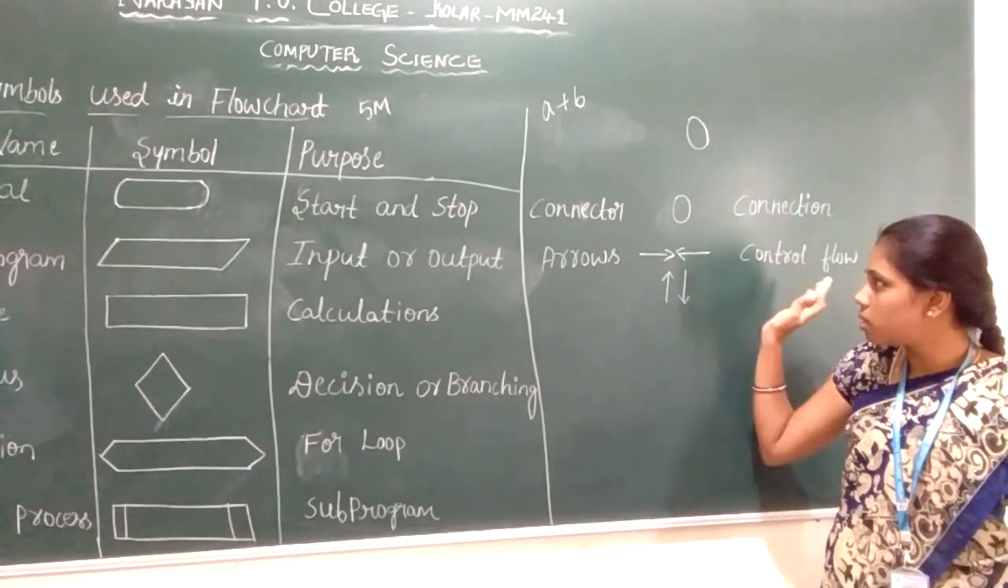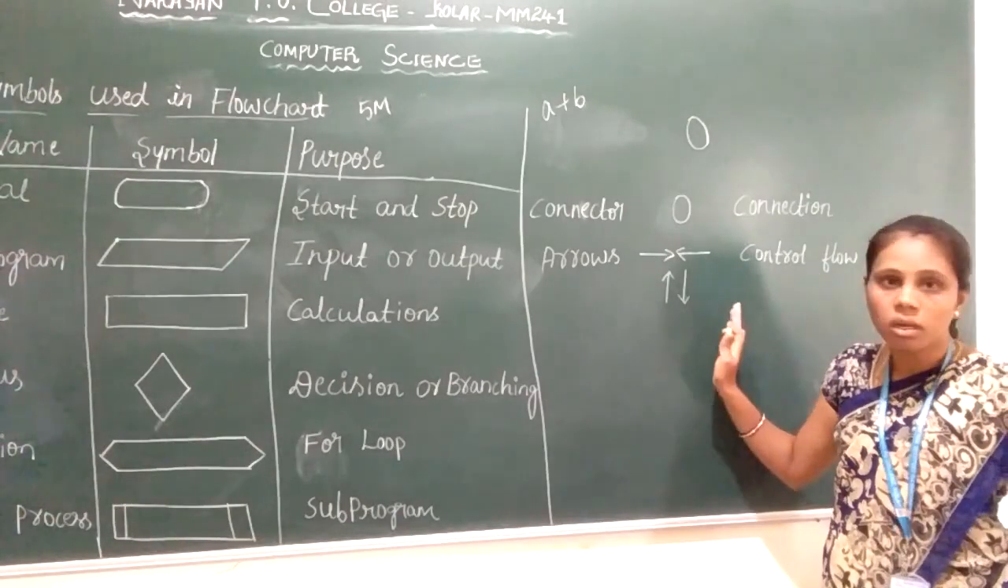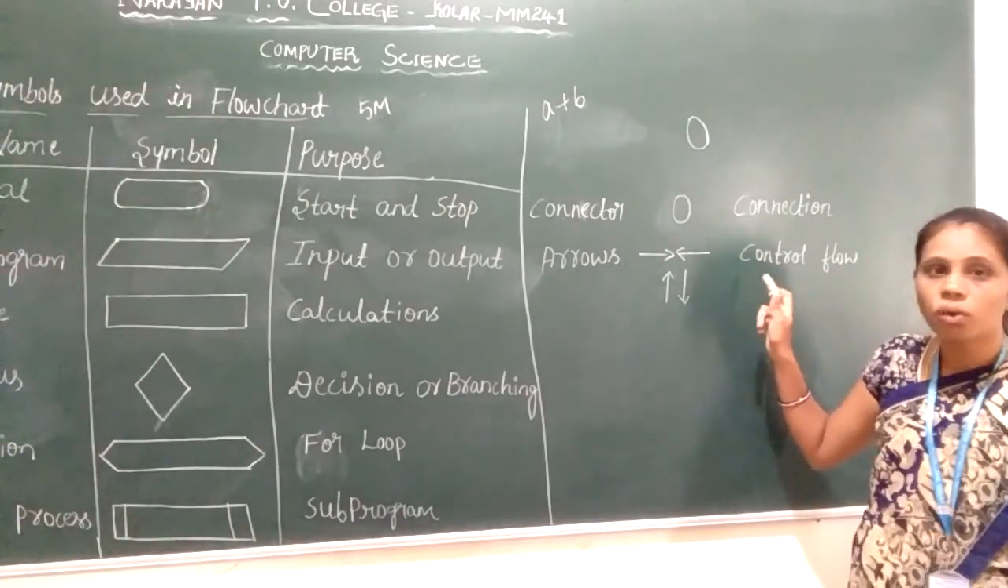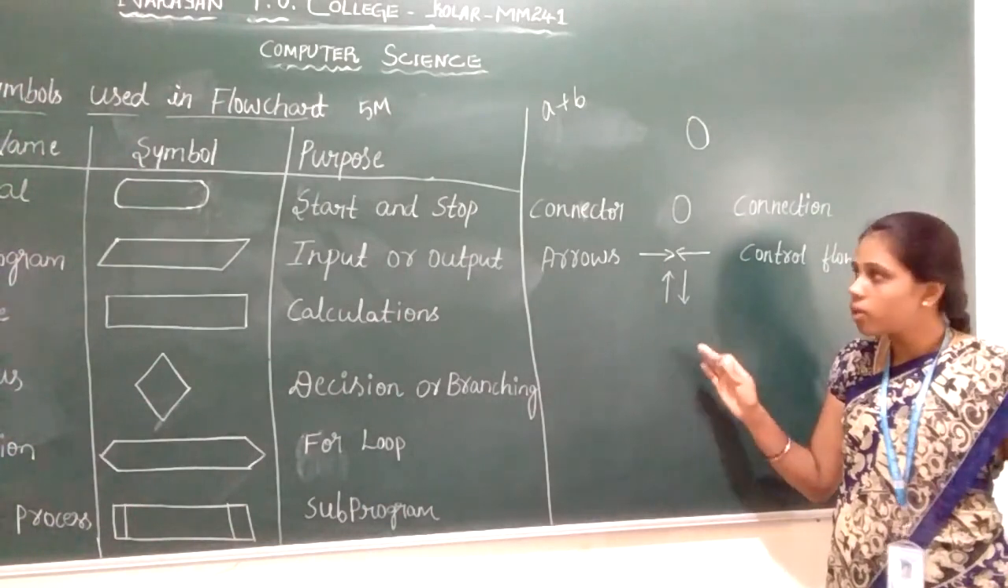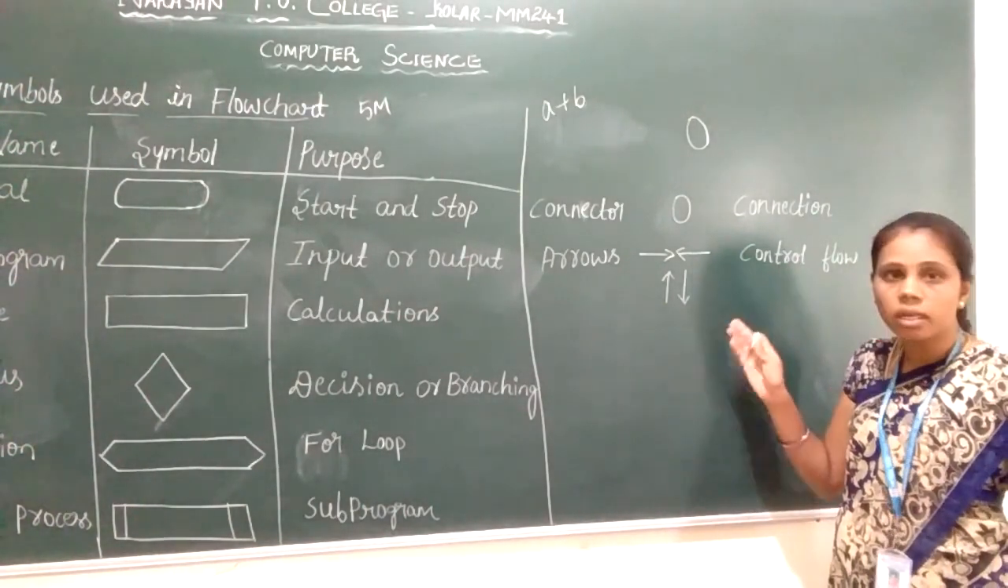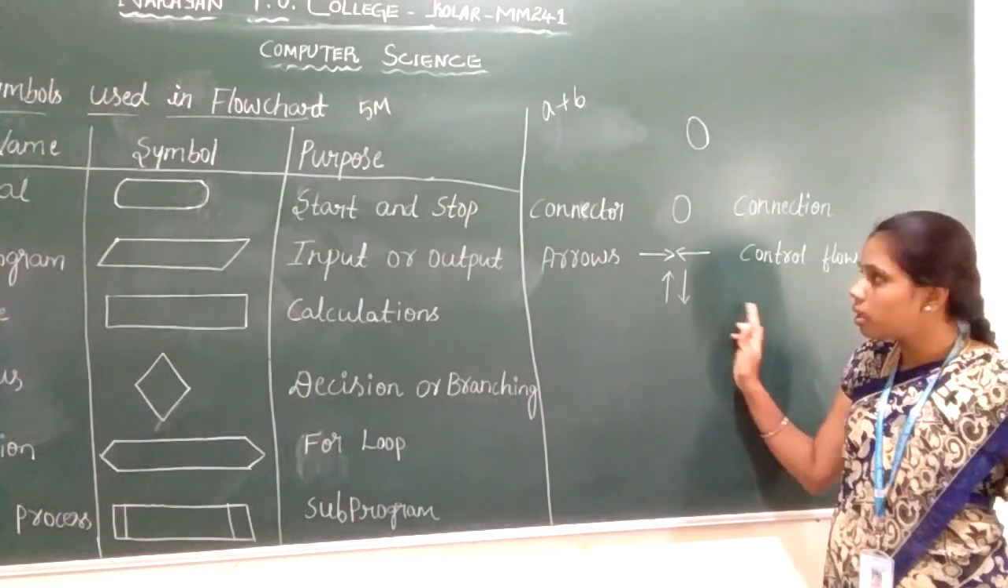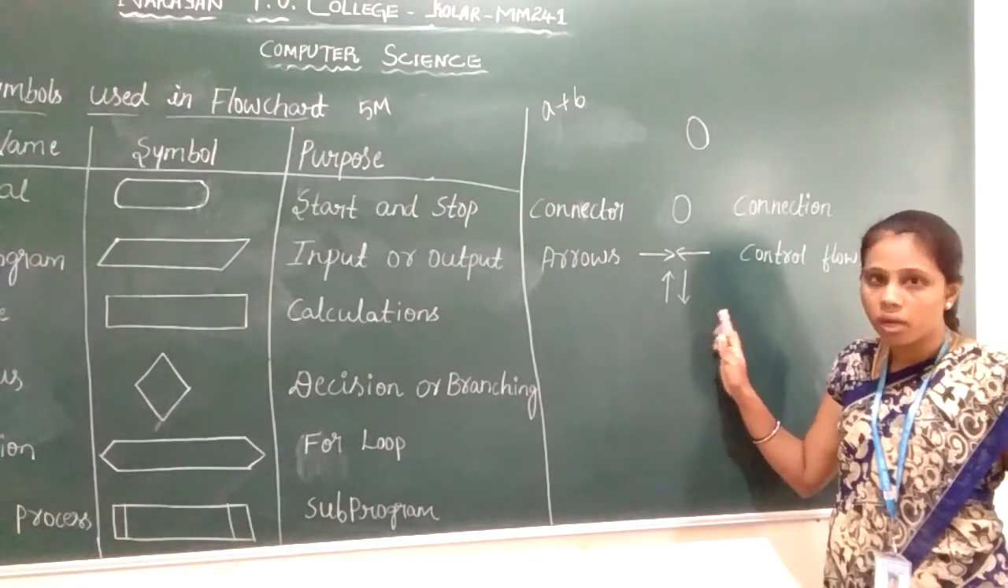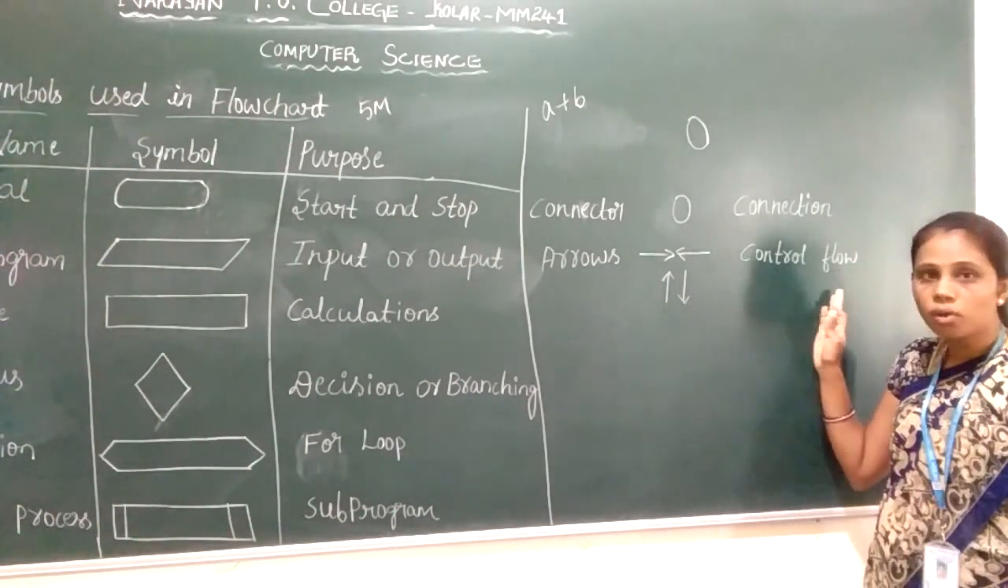Next we have arrows. Arrows point right or left, up and down. This is used for control flow. Control flow means in which direction the flow is controlled or the data is flowing. To represent that, we use arrows. Arrows are used for control flow.